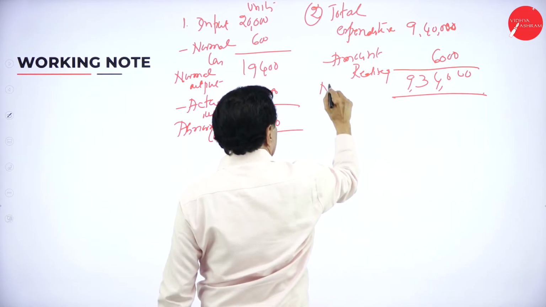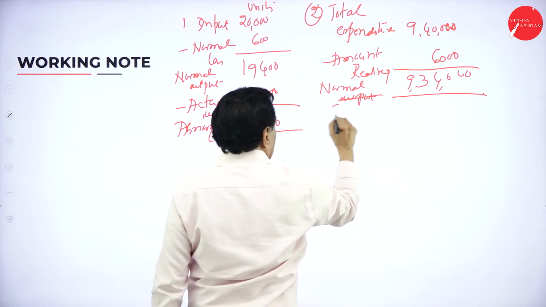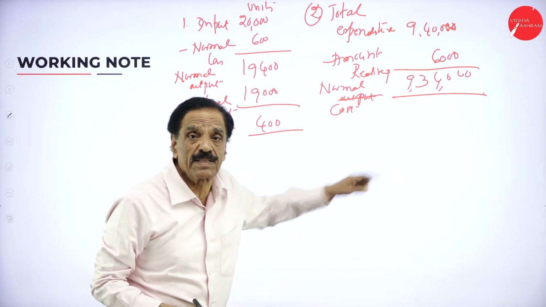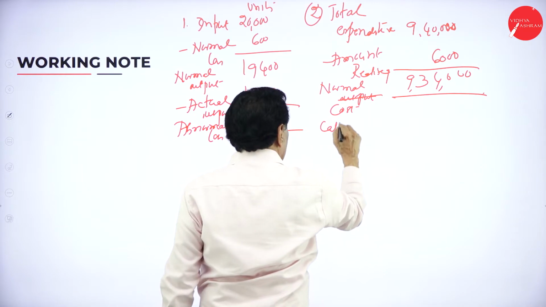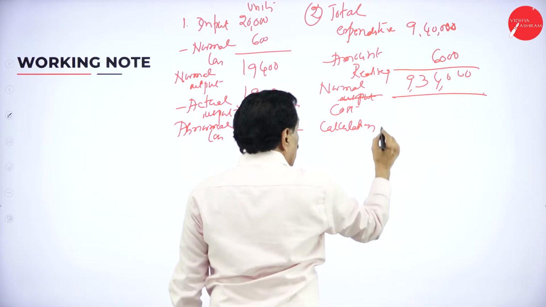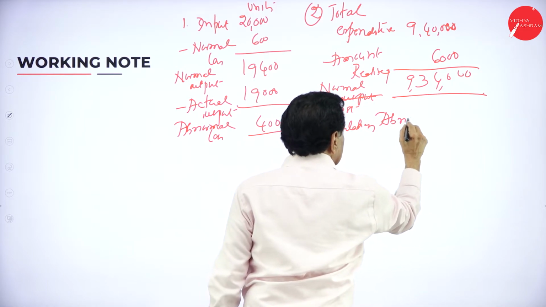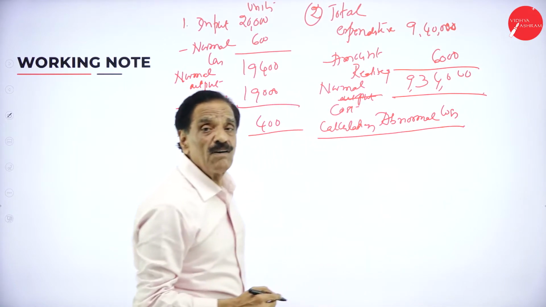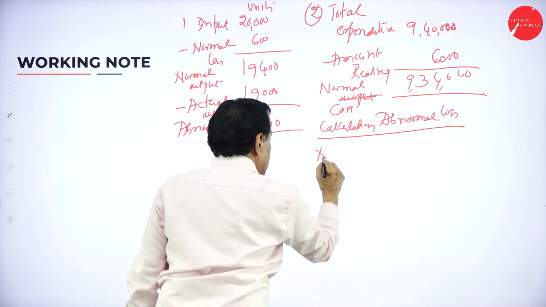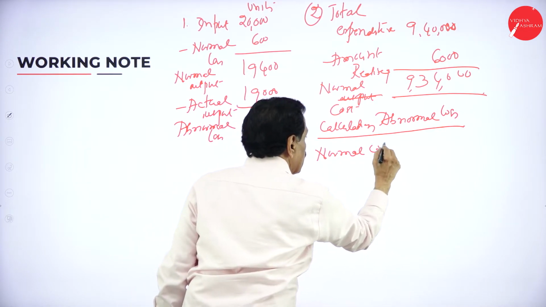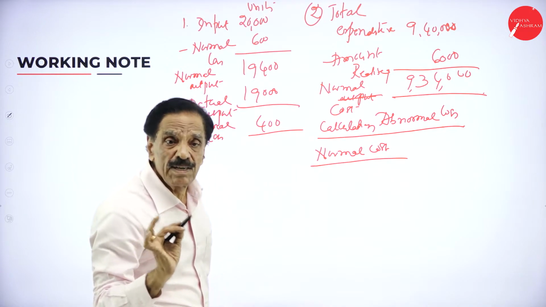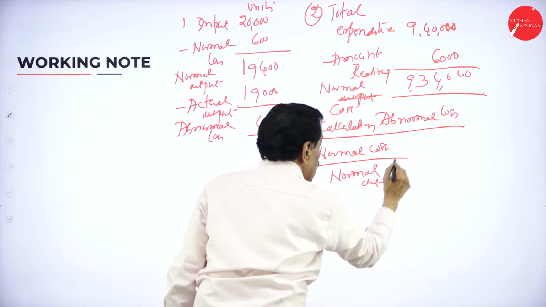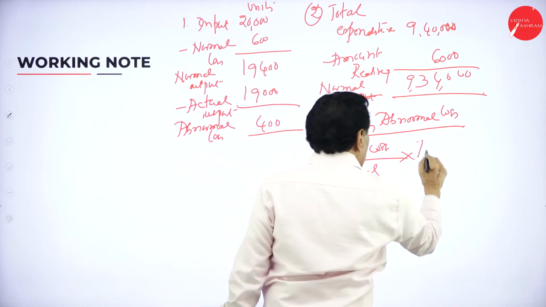$9,34,000. Normal output. Normal cost. Your normal output is 19,400. Your expenditure is 9,34,000. Calculation of abnormal loss. Calculation of abnormal loss: normal cost formula. Normal cost divided by normal output multiplied by abnormal loss units.